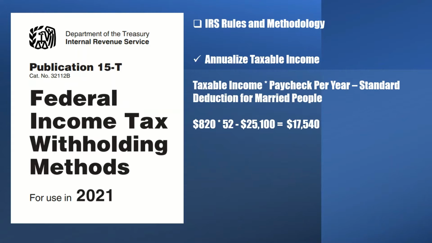Okay. You then take your taxable income and you have to annualize that taxable income. So in this case, you multiply taxable income by 52. If you get paid monthly, it'd be 12. And that gives you your annualized taxable income, but then you subtract the standard deduction for married people, because in this case he's married. So when you do that math, his annualized taxable income comes out to $17,540.